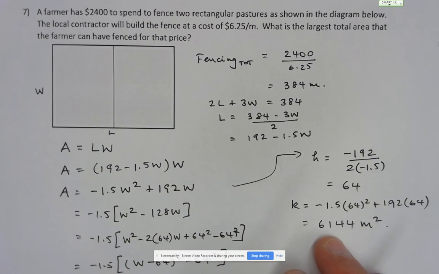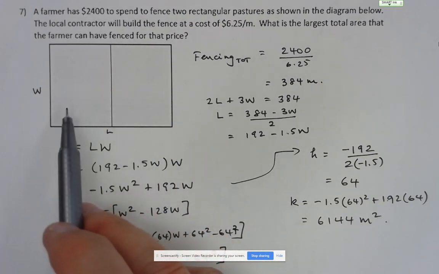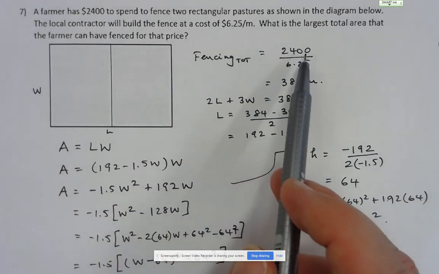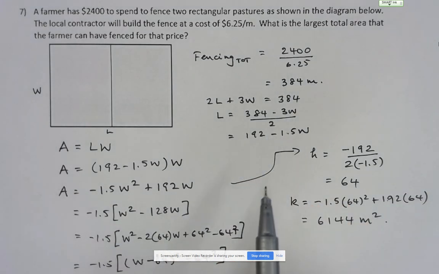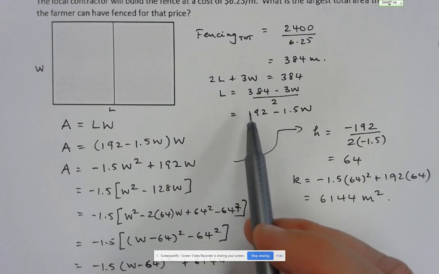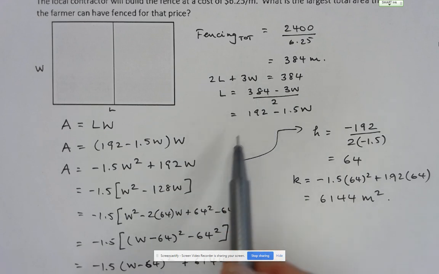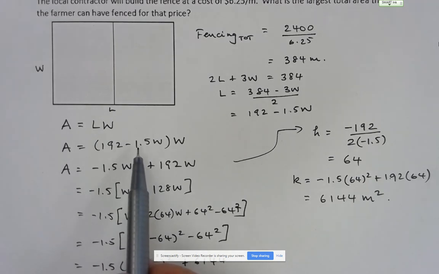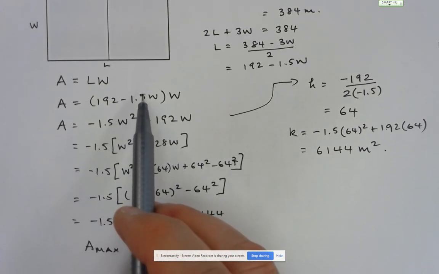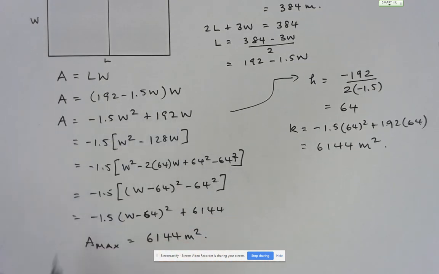So let's do a quick recap. So this had a little bit of a twist because they didn't give us the perimeter directly. We had to calculate it first. But once we had the full perimeter, we were able to use that to isolate one of the variables so I could substitute it into my area function to give me a function in one variable alone.